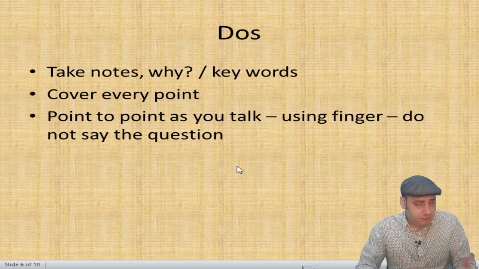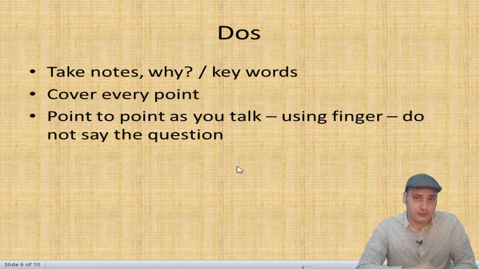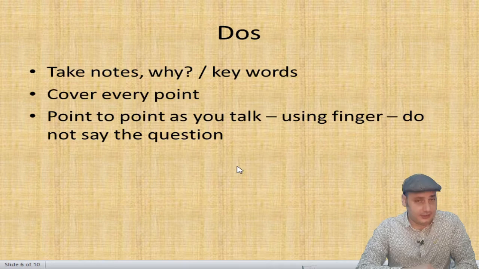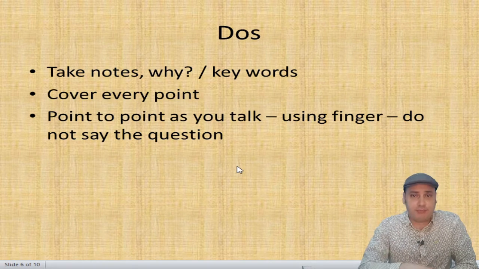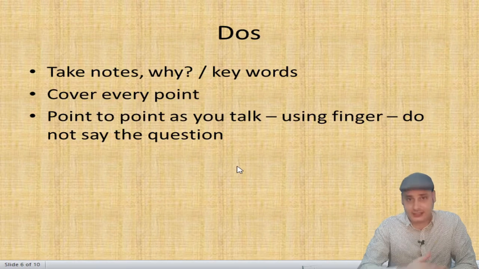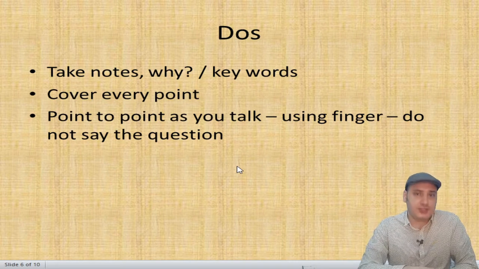You can use your finger. This is a general tip. When you're speaking, you can just use your finger while you're talking to point at the question and make sure that you cover all the questions. And remember, don't say the question because, as I told you a minute ago, it's just a mini presentation. You have to present your ideas without saying the questions. You can just keep your eyes on the questions and speak, but don't read the question and then say the answer, because otherwise this is not a presentation.